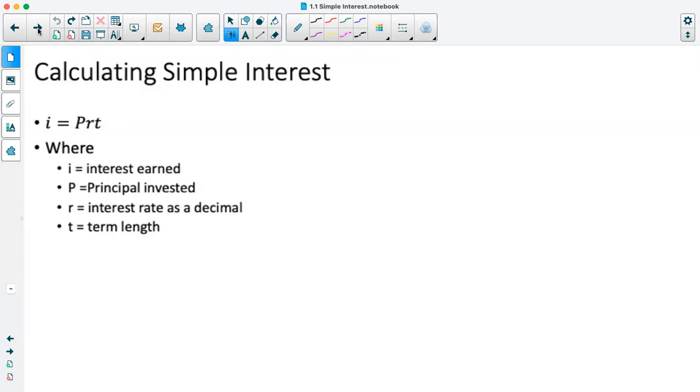So calculating simple interest, our formula is I = PRT, where I is our interest earned, P is the initial principal invested, R is our interest rate as a decimal, so often we're given a percentage and we need to change it to a decimal. Usually we do that by dividing by 100. And T is our term length. Now, in most cases, our term length is in years. However, in some situations, if we're given an interest rate that is, say, monthly, then we would have our time in months.